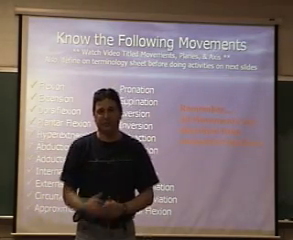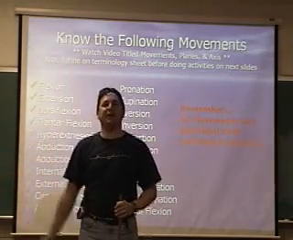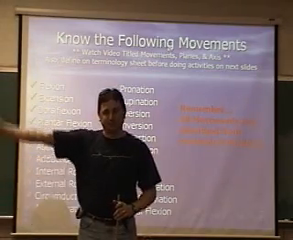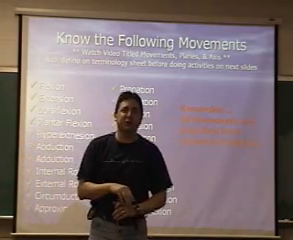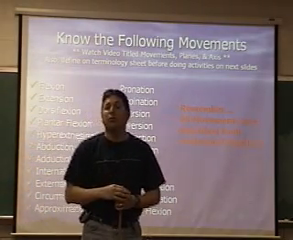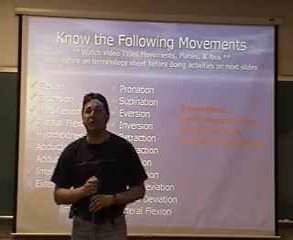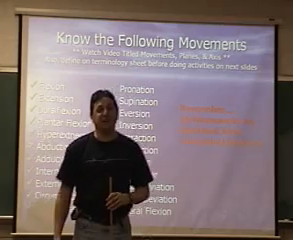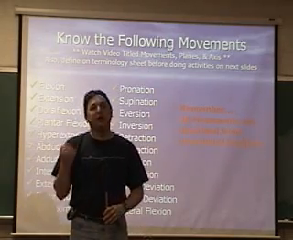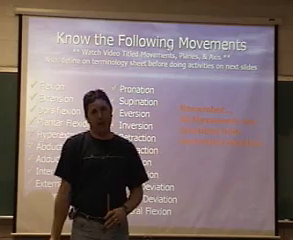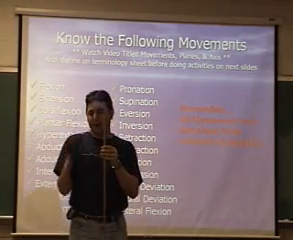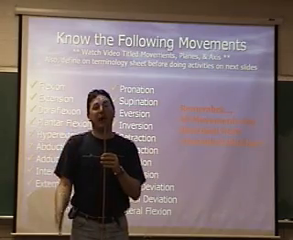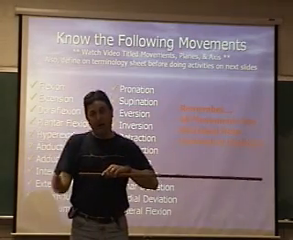Abduction and adduction take place in a frontal plane around a sagittal axis. Some pretty good pictures in your text. A lot of the online help will be very good with this also. I should get some movie clips to help you with that. And then you can also do flexion extension. Flexion extension take place in a sagittal plane. So here's my sagittal plane, and flexion extension is going parallel to it and around a frontal axis.